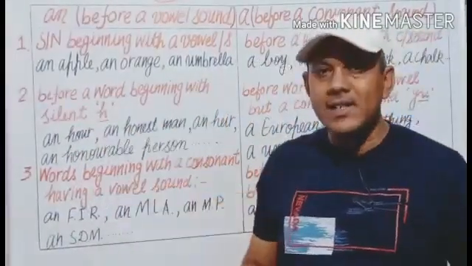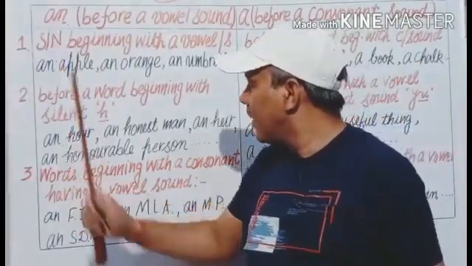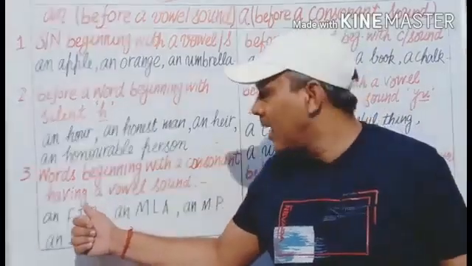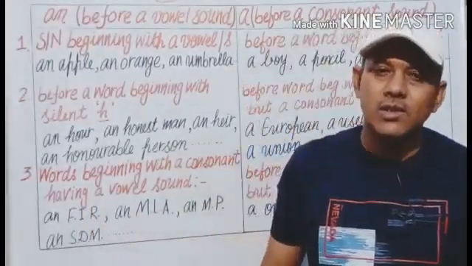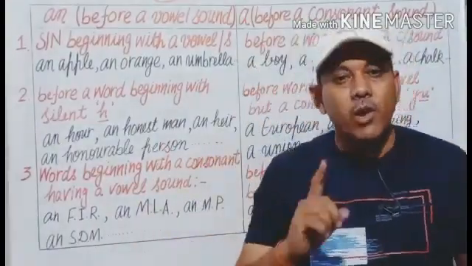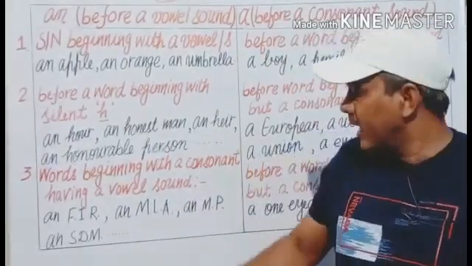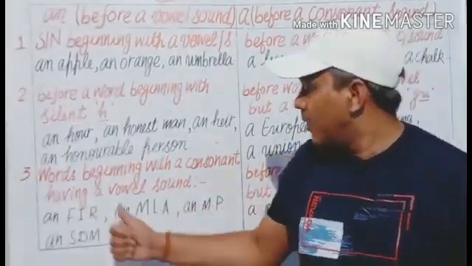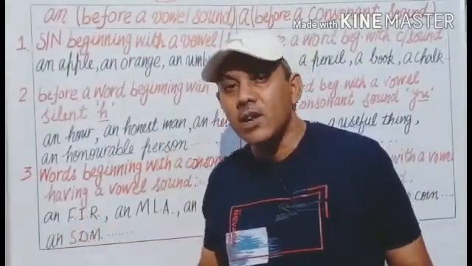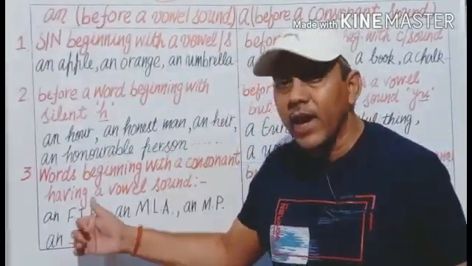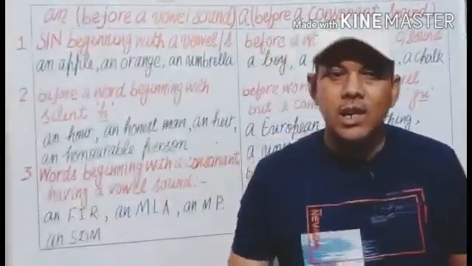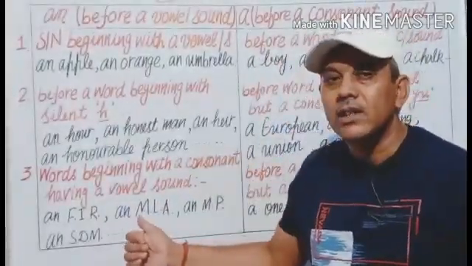And the third example is, we use an before the words beginning with a consonant letter but having a vowel sound. Some words begin with a consonant but they produce a vowel sound. For example, in some abbreviations, the first letter is usually a consonant, but when we pronounce it, it produces a vowel sound at the beginning of the word.